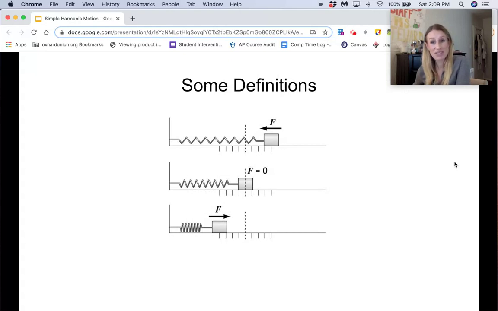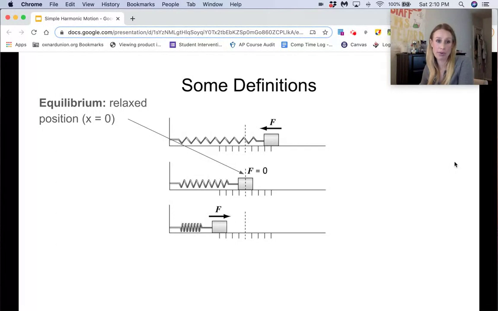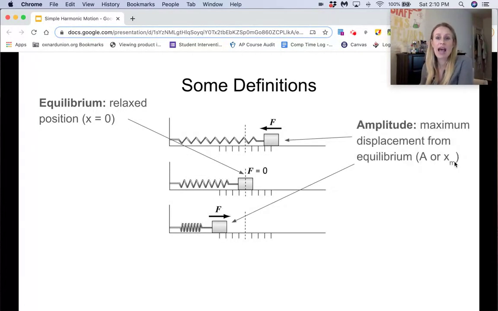Now, some more definitions. Number one, this point where we have a spring or a pendulum and it's relaxed, we call that the equilibrium point. This is our relaxed position, and you'll hear me talk about the equilibrium position a lot in simple harmonic motion. We also have the 2 points where that mass is farthest away from the equilibrium position, and this is called the amplitude. This is the maximum displacement from equilibrium.